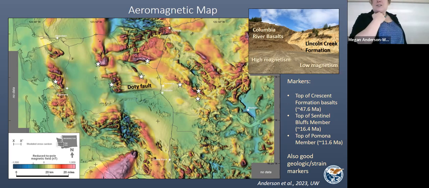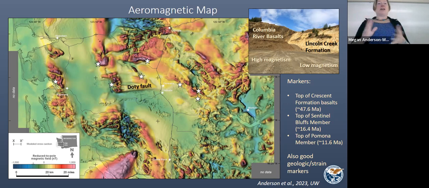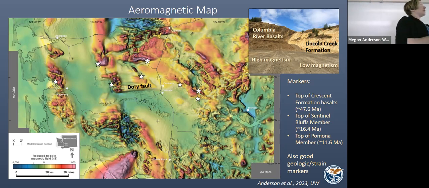Shown with stars here are other features in the area that we took note of and said, hey, maybe there's our faults too, other places where we have a nice linear gradient in the anomaly map. And these could be a number of different things. The top of the basement rocks, Crescent Formation, is a nice marker that would, if you offset it, show up in the map. We also have 2 units of the Columbia River basalts out here.